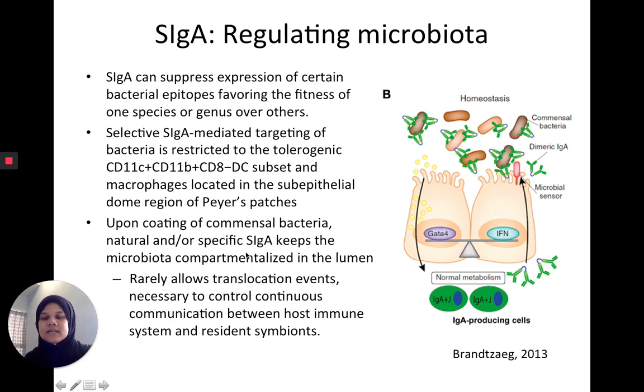So most of the time, the secretory IgA will just coat the commensal bacteria and keep them in the lumen, and not allow them to get close to the mucosal barrier. Only when it's necessary will it actually translocate, and usually that's also through the M cells. So there you have the commensal bacteria with the dimeric IgA or the secretory IgA sticking to the bacteria, and with the antibody there, they can't adhere to the surface of the cells anymore, and so they'll just be washed out.